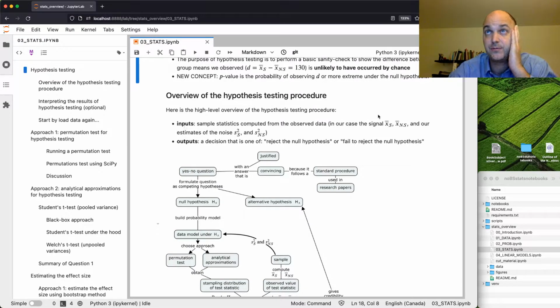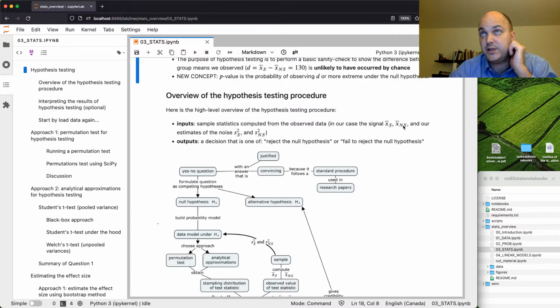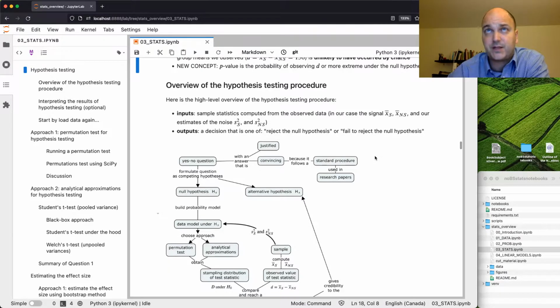So the inputs, remember from the data notebook, we computed the means within each group and the standard deviations and the variances within each group. That's the only data we need to extract from the sample. And the output will be a decision: reject the null or fail to reject the null. Inside the hypothesis testing, there'll be a lot of intermediate computations, analysis, and simulations. We'll see a lot of details, but at a high level, we want to take some sample statistics and reach, as the output, the final conclusion.